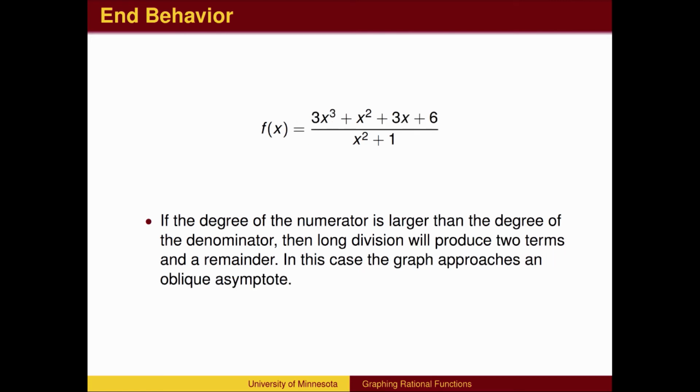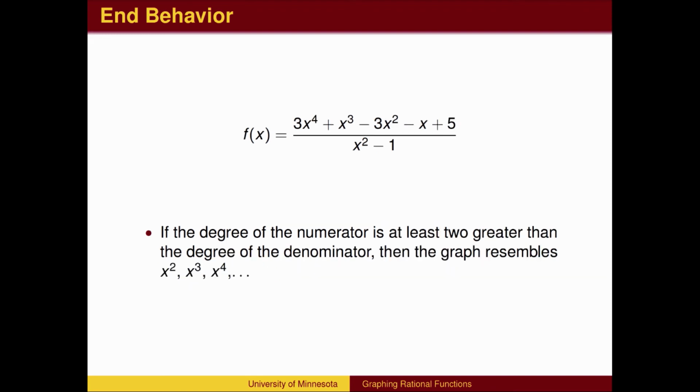If the degree of the numerator is 1 larger than the degree of the denominator, then long division will produce 2 terms and a remainder. The 2 terms will resemble the equation of a line. When x is large, the remainder will be insignificant, and f of x will tend toward the line, which is called an oblique asymptote. Otherwise, the degree of the numerator will be at least 2 greater than the degree of the denominator. In this case, the end behavior will resemble the graph of a power of x.